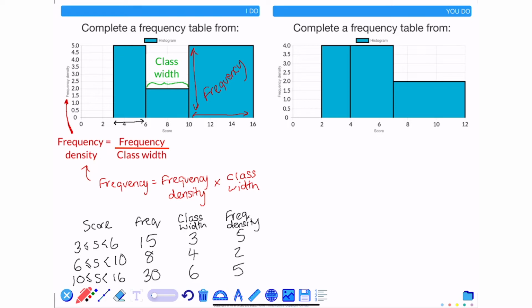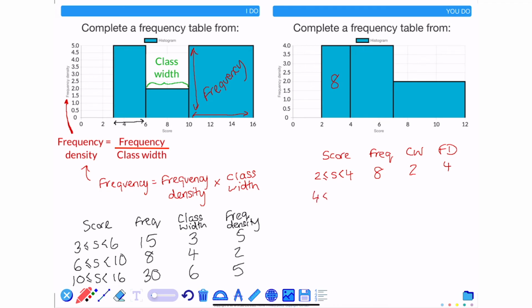So to construct a frequency table from this histogram, I'm still going to be recording score, the frequency, the class width, and the frequency density. The first bar goes from 2 up to 4. It has a class width of 4 take away 2 is 2, and a height of 4. 4 times by 2 is 8, and that's my frequency, the area of the first bar.